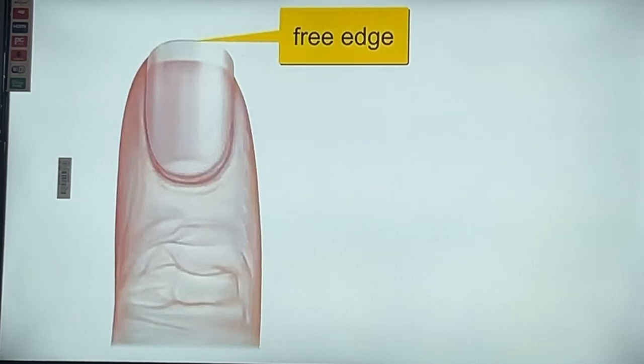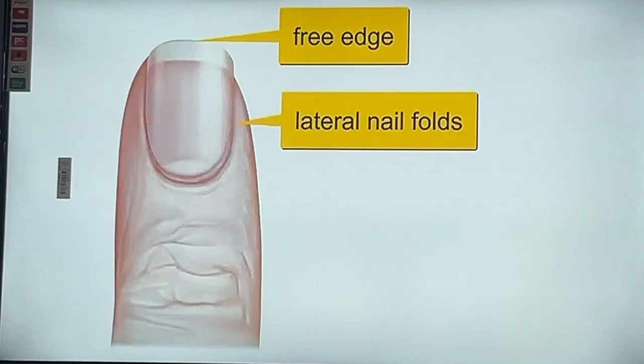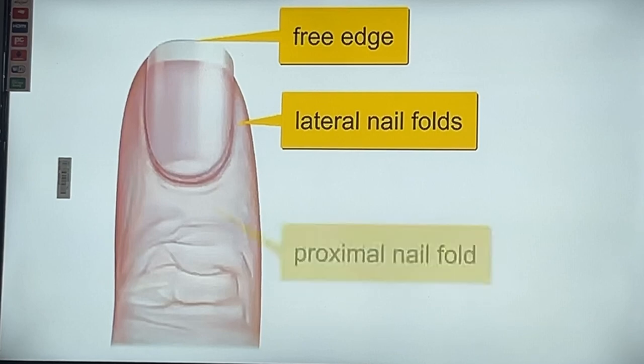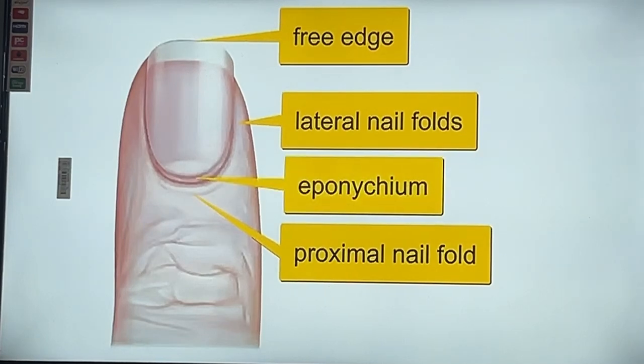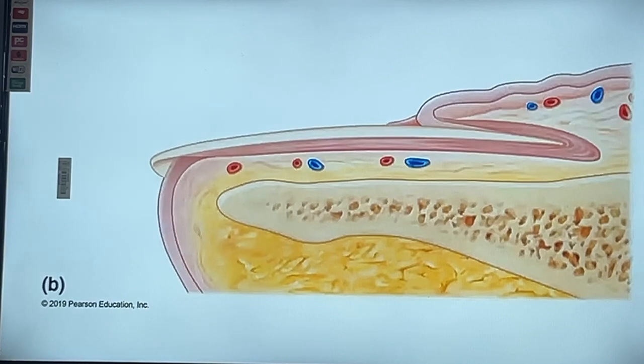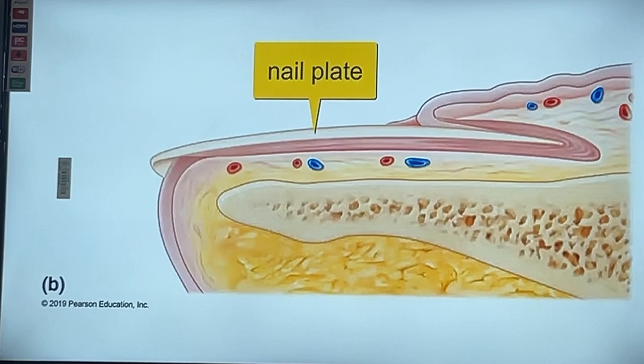Here we can see the free edge. We can see the lateral nail folds, which is the epithelial tissue on the sides of the nail. The epithelial tissue at the base of the nail, that's called the proximal nail fold. And then the little bit of epithelial tissue that grows onto the nail, what we would call the cuticle, that's known as the eponychium. In this view, we can see the part of the nail that is adhered to the finger. That's called the nail plate. And then there's a part of the nail, like the root of the nail, so to speak, that we can't see from the surface, and that's known as the nail root.